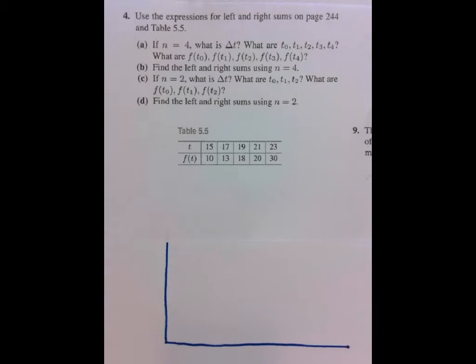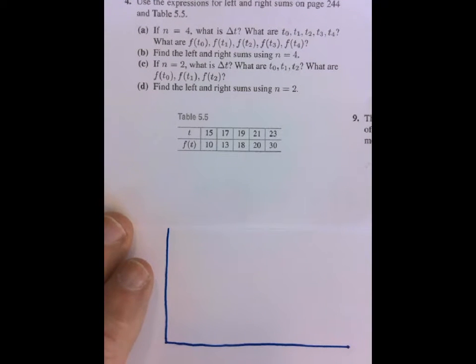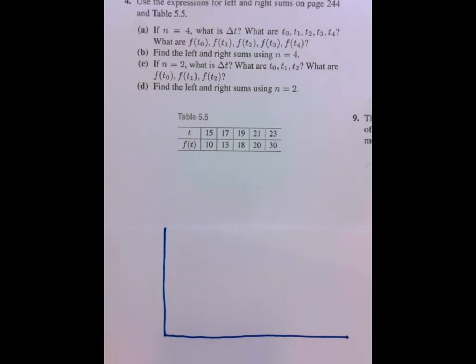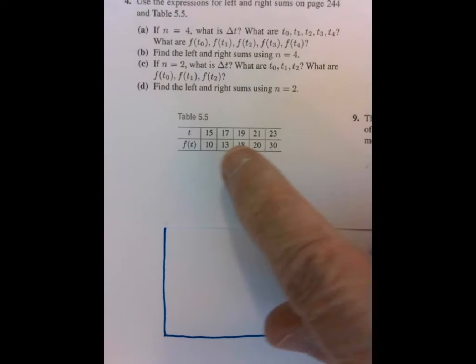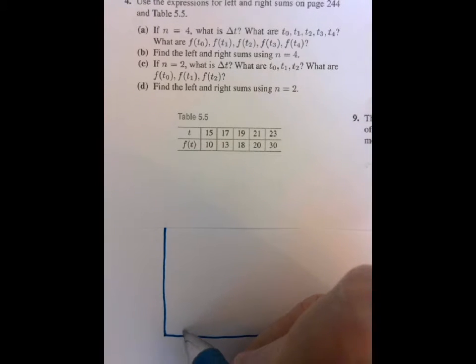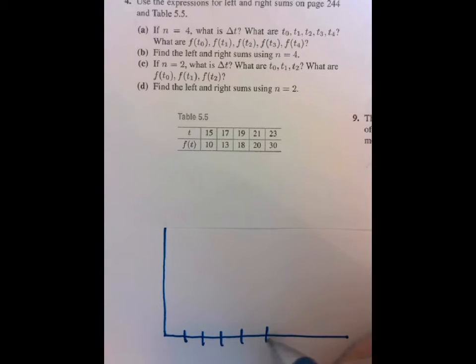Okay. Anyway, so this is the data table. So what we did before was we simply made a little graph of that. So I'm going to do that here. Here it goes, as you see, from 15 up to 23. So 15, 17, 19, 21, and then 23. And the time and then the function values go from 10 up to 30.